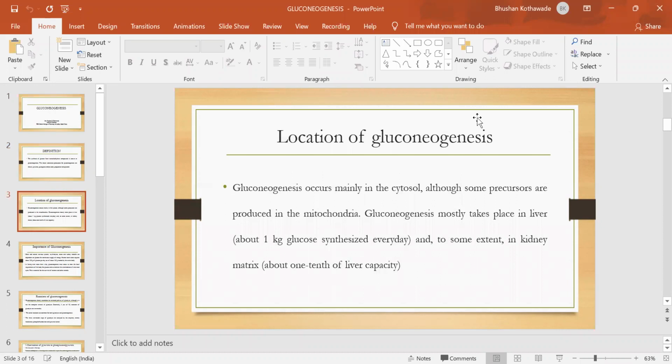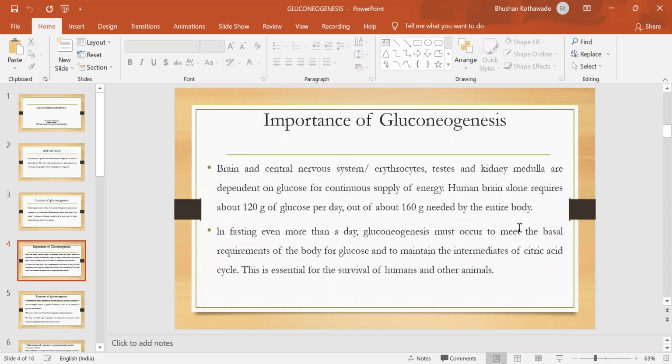Gluconeogenesis mainly occurs in the cytosol, and some part occurs in the mitochondria. Around 1 kg of glucose is synthesized every day in the liver, and some part of this is synthesized in the kidney, but mainly gluconeogenesis takes place in the liver.